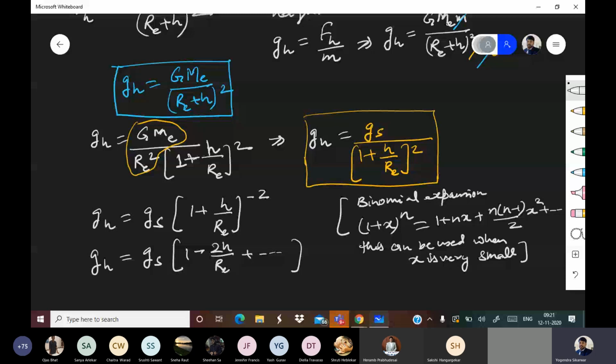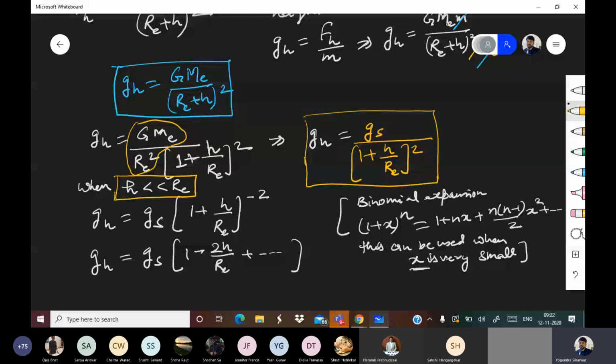And what is the condition here? Let me tell you. We need to ensure that x is very small. What is x here? H upon RE. H is much less than RE. This is the criteria which we need to fulfill. What does it mean? That means the height of the point where we are calculating g should be very small as compared to the radius of Earth. Now just to tell you, radius of Earth is 6400 kilometers.